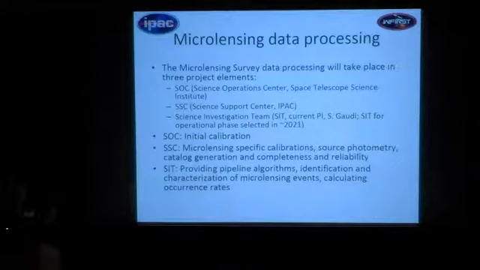Okay, so now between these three groups, what happens? The SOC processes all WFI data, including microlensing, for the initial calibration. Then it's handed over to IPAC, to the SSC, and we're going to do all the microlensing specific calibrations, run the pipeline to do source photometry, catalog generation, and completeness and reliability. Then the SIT has a very key role in that they're going to be providing the pipeline algorithms, but they actually also have to run part of the pipeline themselves. They're going to develop and run the part of the pipeline that identifies and characterizes the microlensing events. And then at the end, they'll be calculating the occurrence rates.